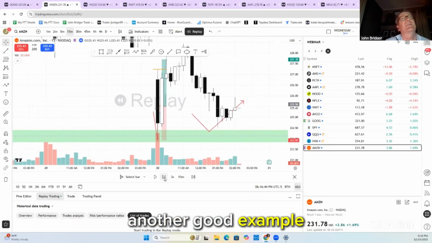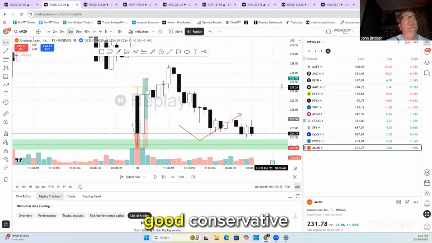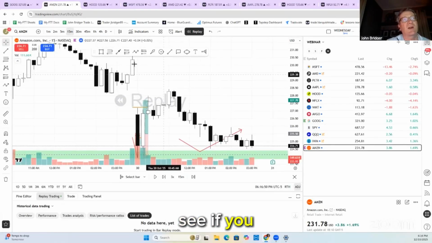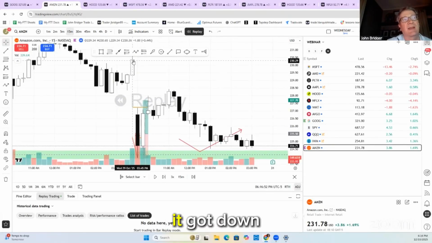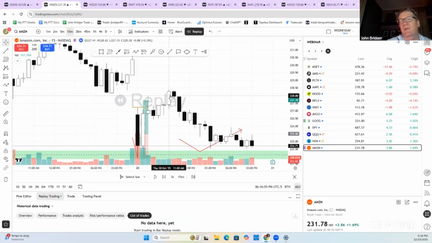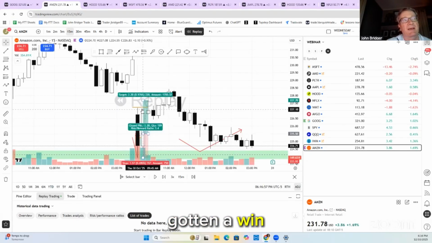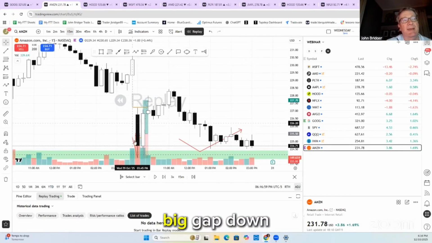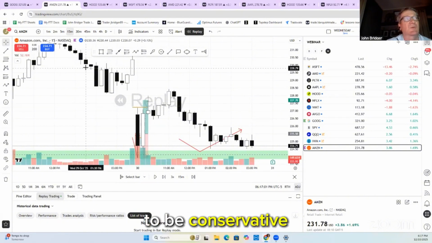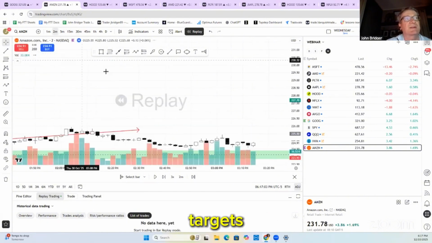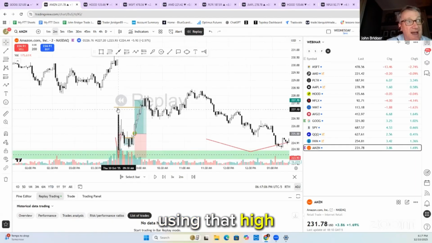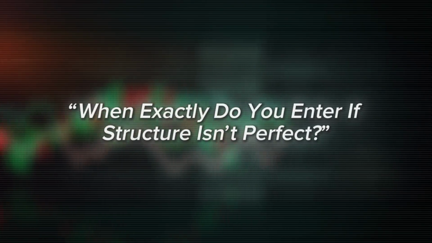This is another good example why you set good conservative profit targets. See, if you tried to go all the way up to where it gapped down, you would have missed the trade, right? You would not have gotten a win. It pays, particularly when you get a big gap down like this, to be conservative with your profit targets. In this case, using that high, the opening high, as a profit target.